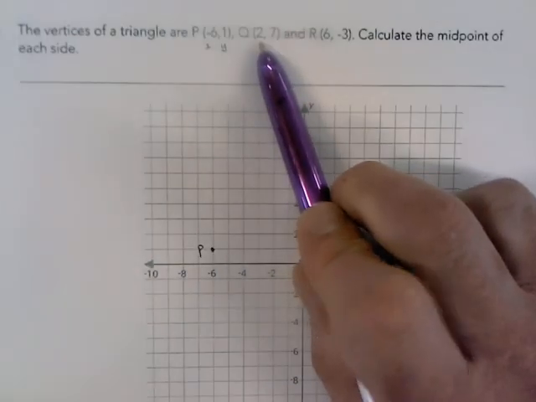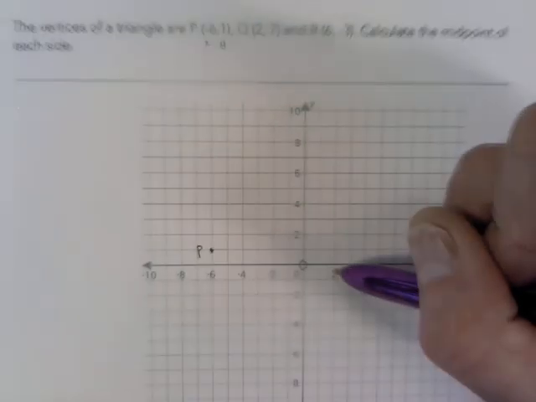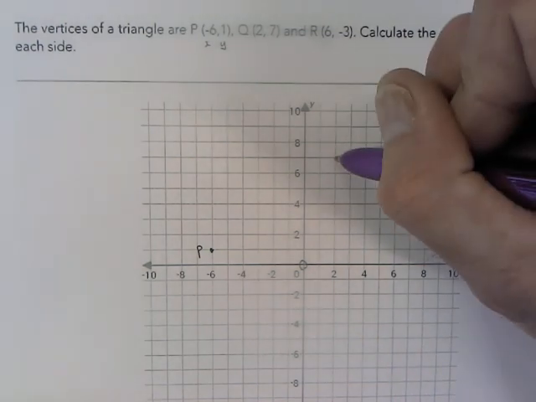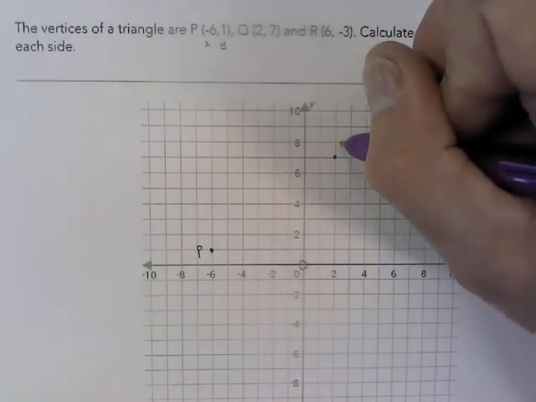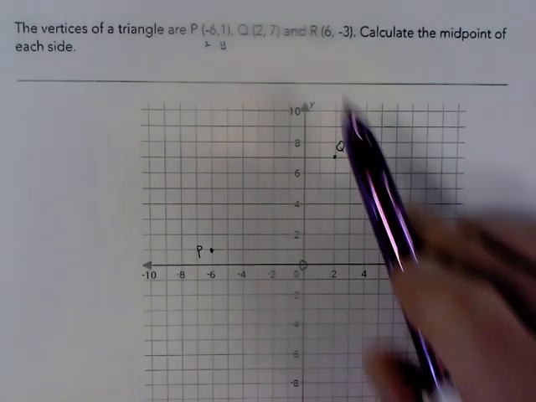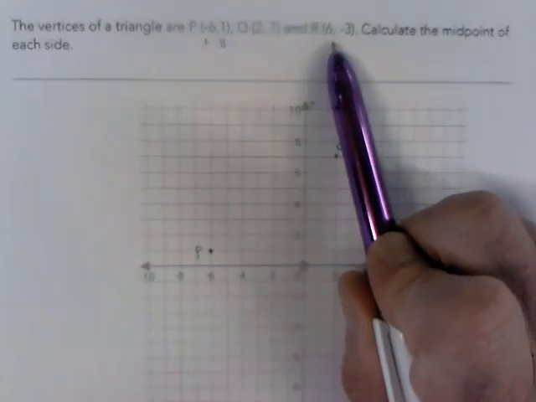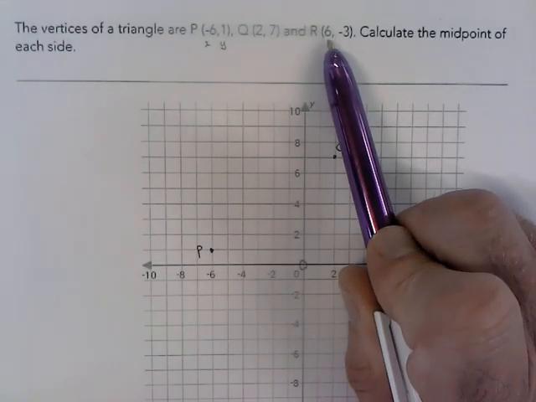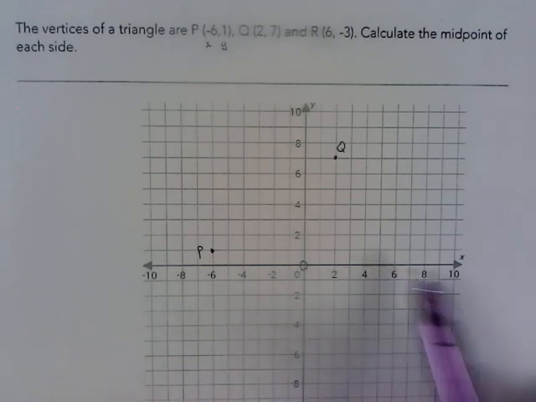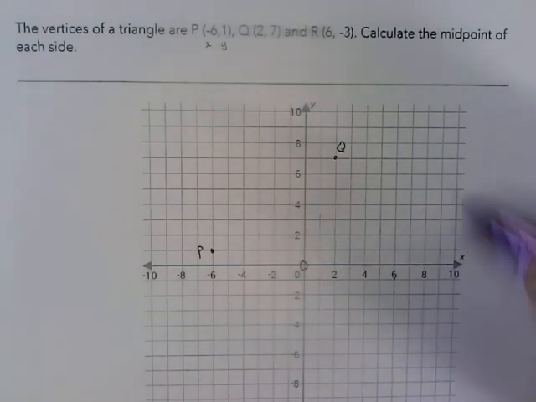Next point Q, 2, 7. 2 to the right and up 7. There is my point Q. Lastly, my point R, 6, -3. So 6 to the right and down 3.